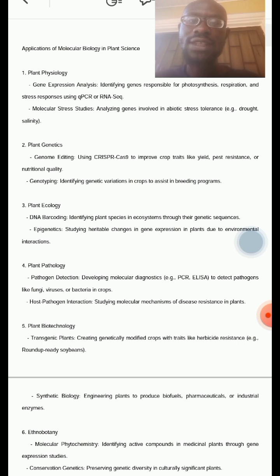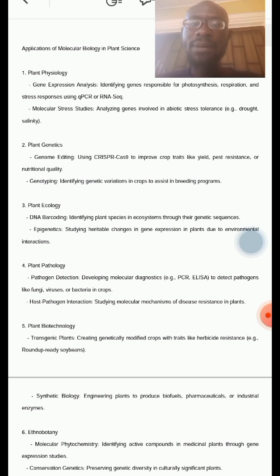That means you have to identify genes responsible for the various processes, like how do plants grow and what genes are responsible for their growth, what genes are responsible for them to adapt to their environment, to high salt content, to high pH levels, and to different environmental conditions. You can also do what we call molecular stress studies, in which you analyze the genes that are involved in tolerating stressors, or things that can be harmful or detrimental to the growth of the plants.